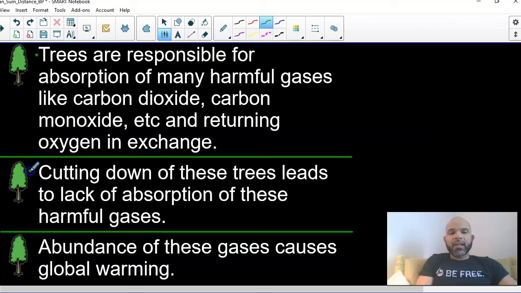So the cutting down of these trees leads to a lack of absorption of these harmful gases, like we mentioned earlier, carbon monoxide and carbon dioxide, right? So the abundance of these gases causes global warming. So that's why it's so important, and that's why we bring it up for Clean Air Month awareness, right? The month of May, okay?